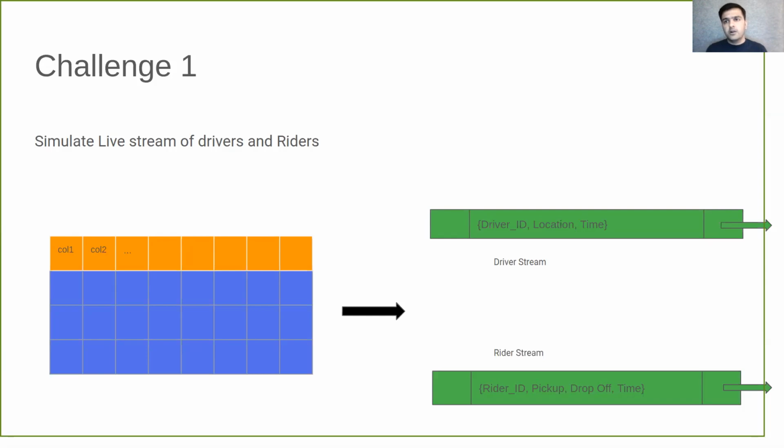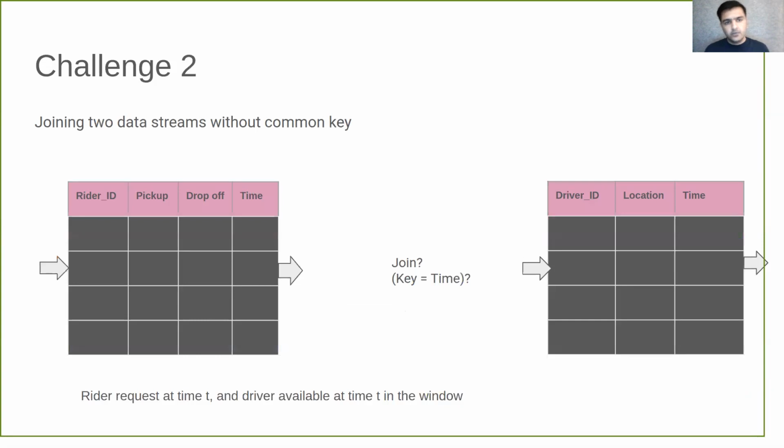Like I am generating 100 different points of rider pickup location, and for the drivers too, I am generating random synthetic data of driver's location with particular driver ID. So after creating these two streams, the second challenge was to join the two streams. I know there are attributes like driver ID, pickup ID, drop-off ID, a drop-off location, and the timestamp. And the driver's window has driver's ID, driver's location, and the timestamp. But there is no common key except time to join these two streams.